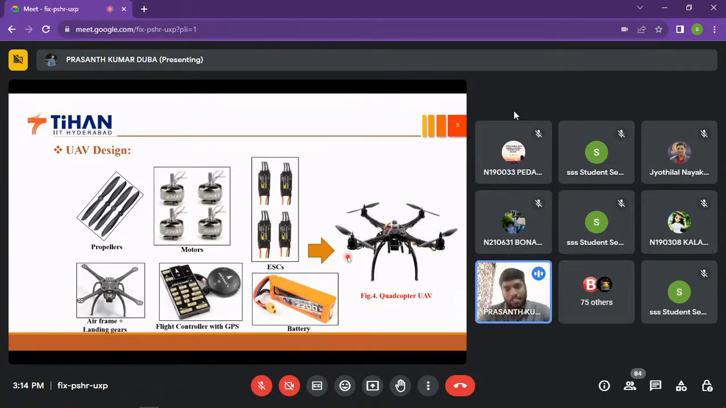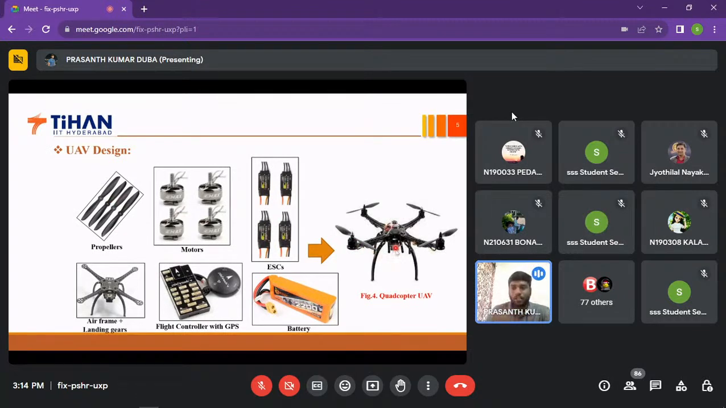So these are the basic components I require. And this is the airframe and the landing gear. And this is the flight controller with the GPS, which is the motherboard for the UAVs. And finally, this is the battery. If you consider a block diagram, I have a power distribution board that I connect to my battery. From the power distribution board, there will be a parallel connection to all these 4 wings. From here, I can connect to the ESC, and the ESC will connect to the motors, and on top of the motors the propellers will be there.